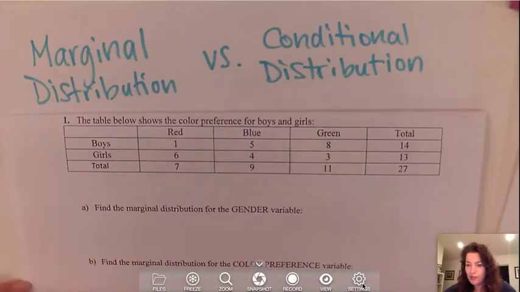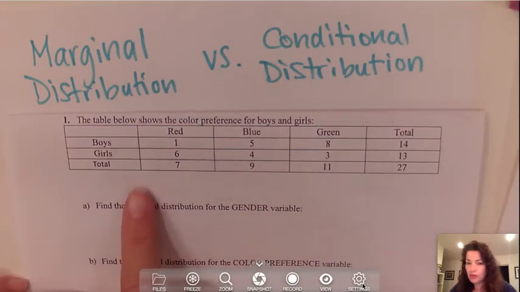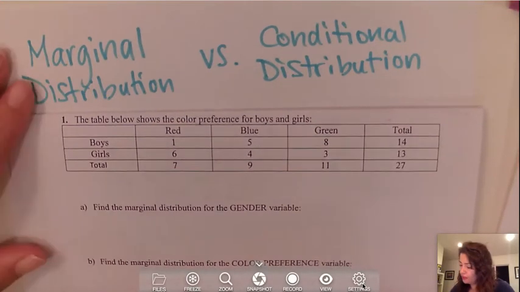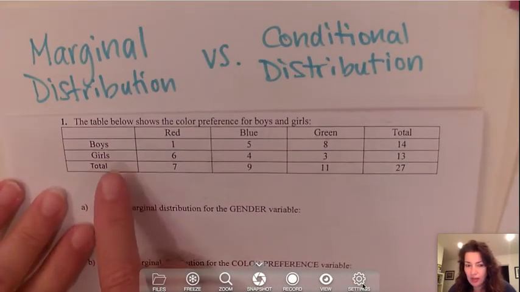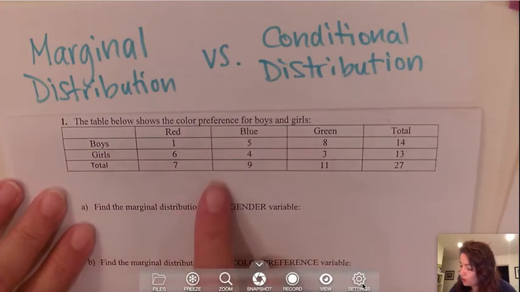Hi, in this video, I'm going to talk about the difference between marginal distribution versus conditional distribution. So you can see we have a two-way table here, a frequency table. And the first thing you want to do is examine what are your rows and what are your columns.